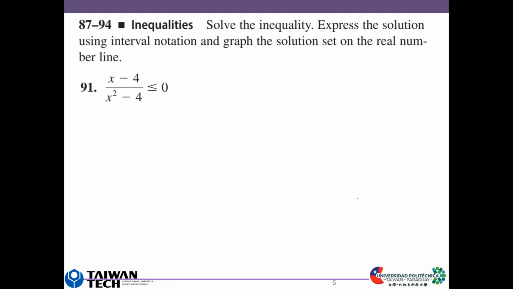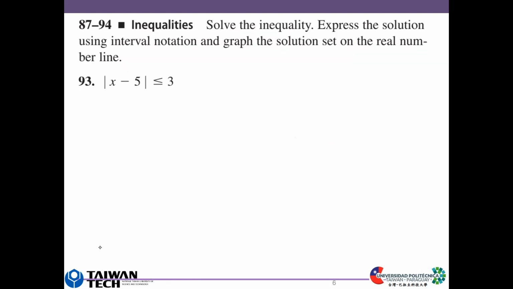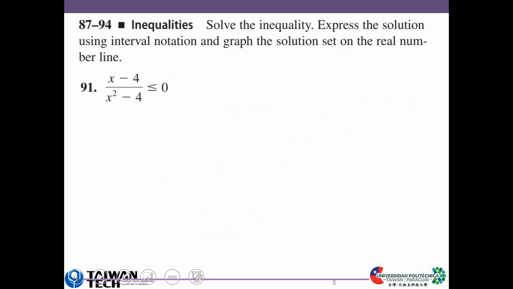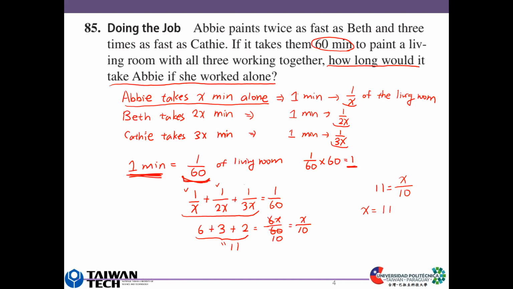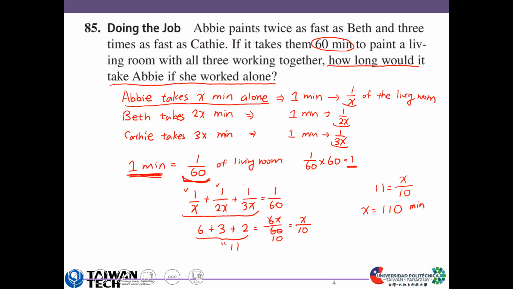So we have 11 equals, wait, we have 11 equals x over 10. So x equals 11 times 10, which is 110 minutes. Yeah, it's so weird. I don't know why it is.